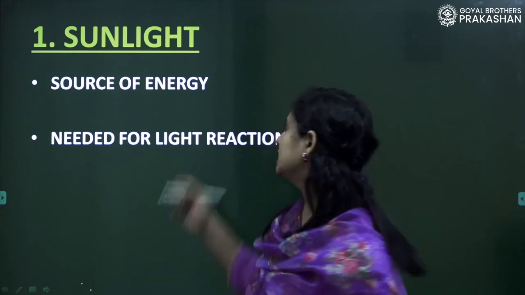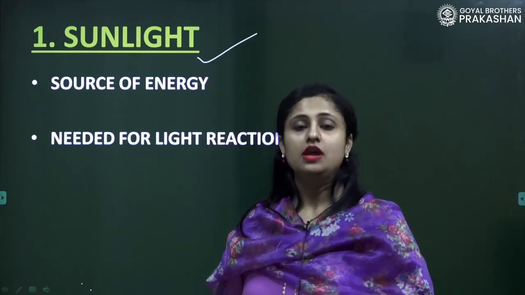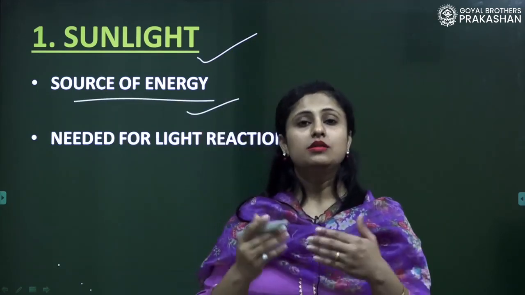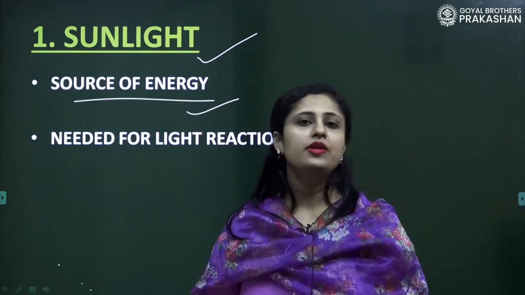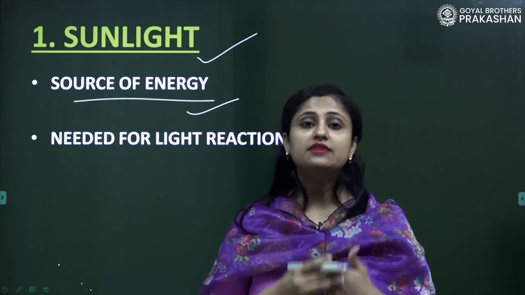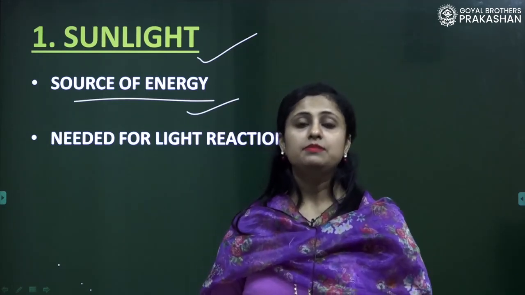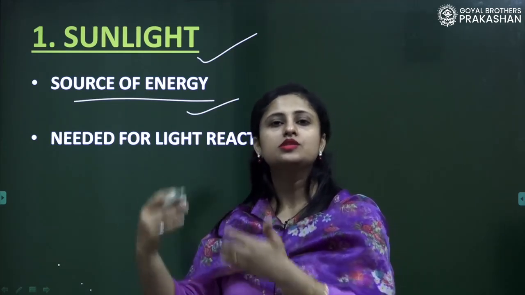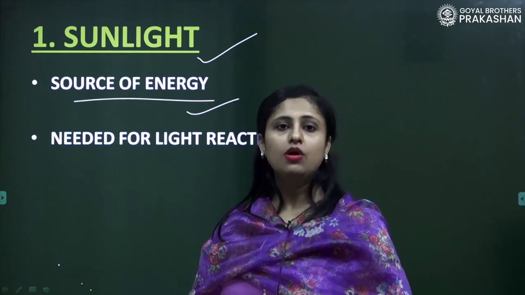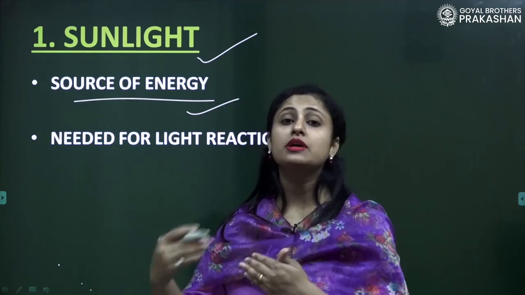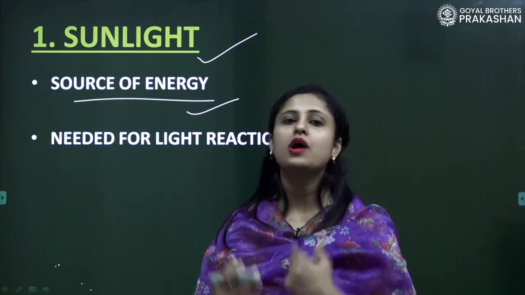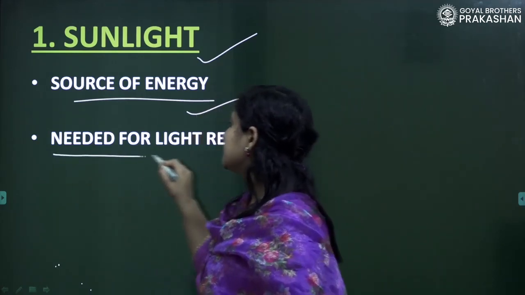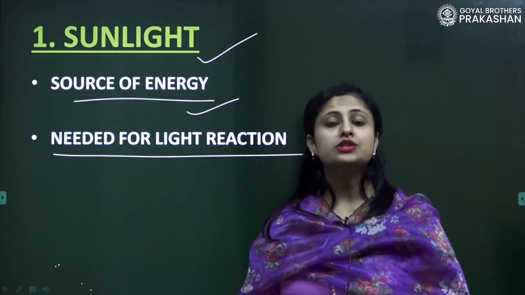Now, the first raw material which is used by the plant to carry out the process of photosynthesis is the sunlight. Sunlight is the main source of energy. Molecules like the chlorophyll molecule, which is present in the leaves of the plant, trap sunlight or solar energy and carry out the process of manufacturing food in the form of carbohydrates for the plant.